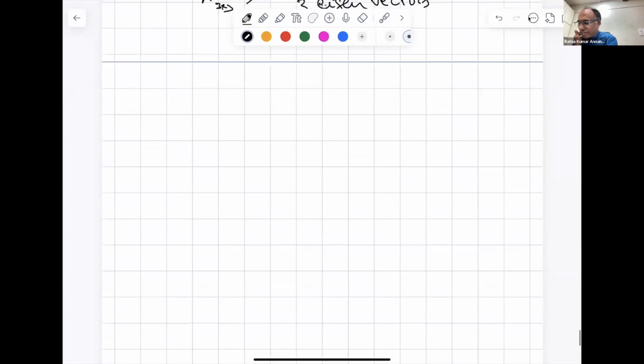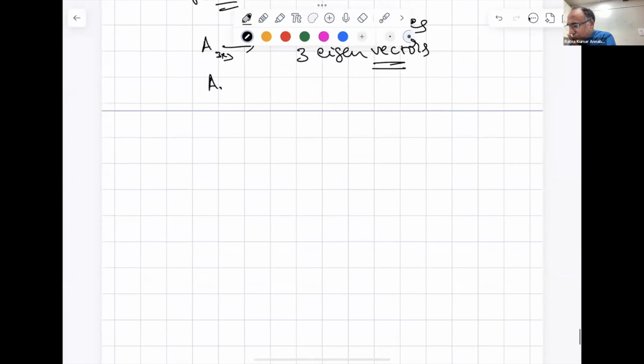So let us look at one scenario. Suppose A is 2 by 2, what happens? You will have 2 eigenvalues and 2 eigenvectors.